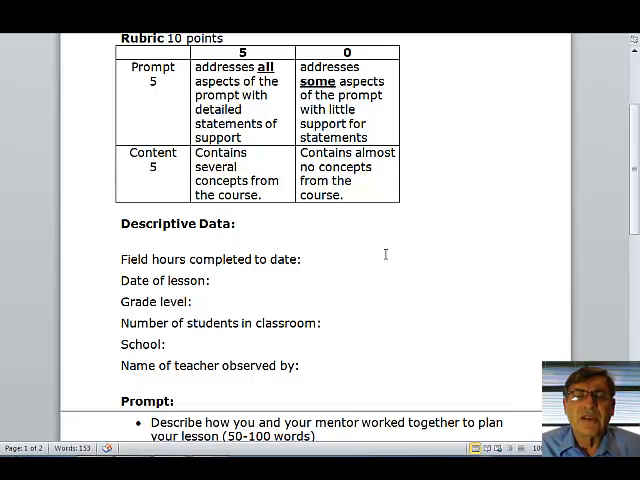The date of the lesson, the grade level, number of students in the classroom, the school, and the name of the teacher observed by. Does not have to be your mentor teacher. It can be a neighboring teacher. It can be a substitute teacher. The important thing is to get your lesson done and to get this written.